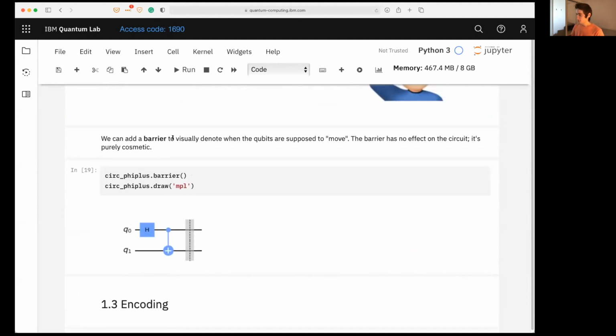Okay, so back to the main narrative of superdense coding. Just to do a quick review of where we're at: we constructed our phi+ state, right? That's something we learned how to do before. That is step 1 of superdense coding. Step 2 is now to have Alice and Bob travel far away. There's nothing we have to do to our circuit for that step, so instead we add this purely cosmetic element called a barrier that's just going to act as a visual reminder for Alice and Bob traveling at this point in the algorithm.